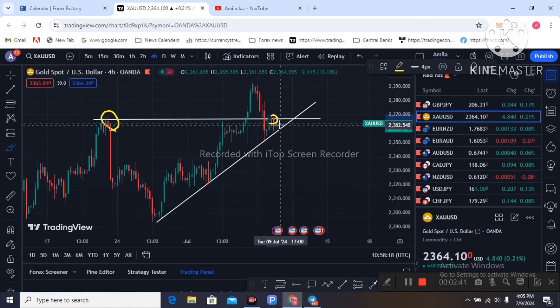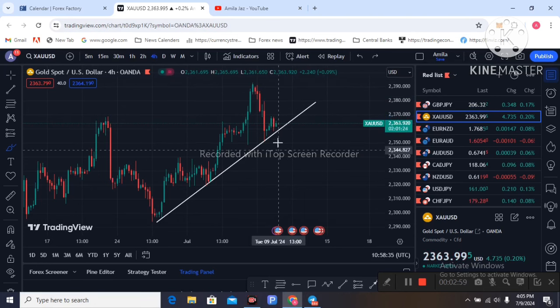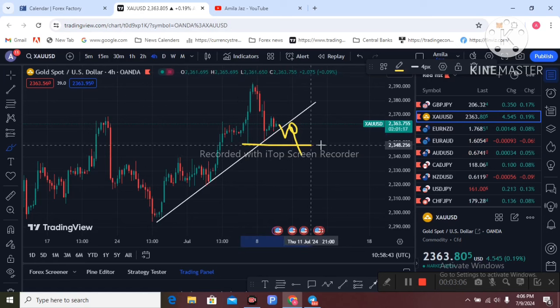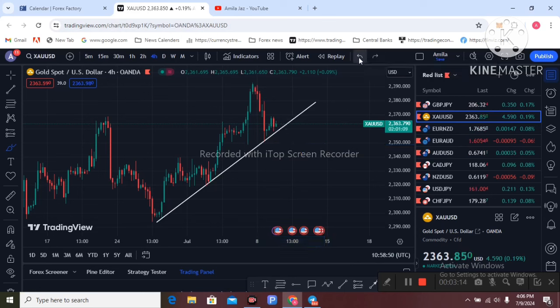So break this resistance and wait for the retest. Price goes to the upside again. So this resistance area is the key area. With this breakout, you should wait for the buy trade on the 4-hour chart. So that's the 4-hour chart opportunity. With this trend line breakout and the retest, this is your sell opportunity, and this is the target, 2348 first target. So that's your key gold opportunities on the 4-hour chart.